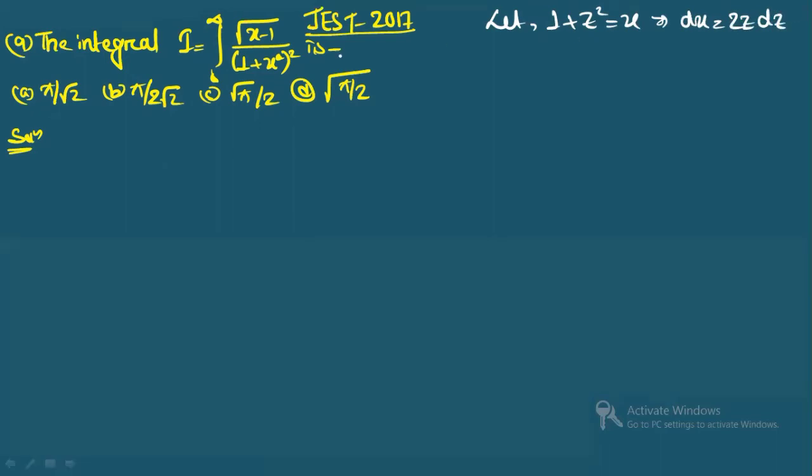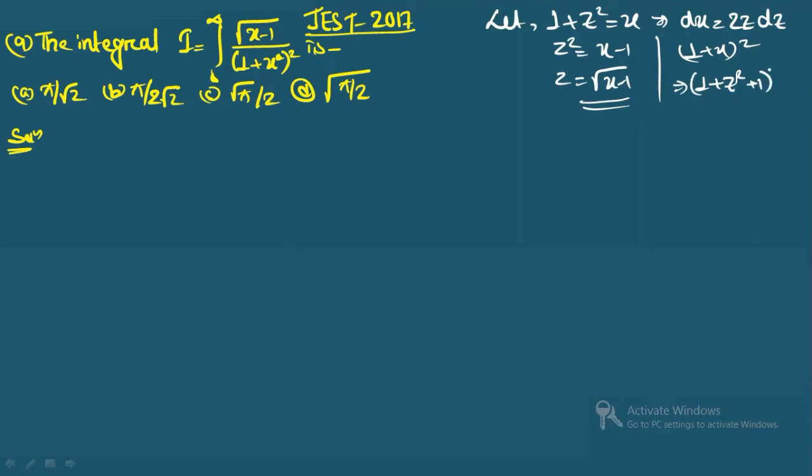Now you see from here, z square is equal to x minus 1, so z is equal to root over x minus 1. This we will substitute in the numerator. And in the denominator, you are having 1 plus x whole square. So 1 plus x whole square, x is equal to 1 plus z square, 1 plus 1 is there, whole square. So it is 2 plus z square, whole square.